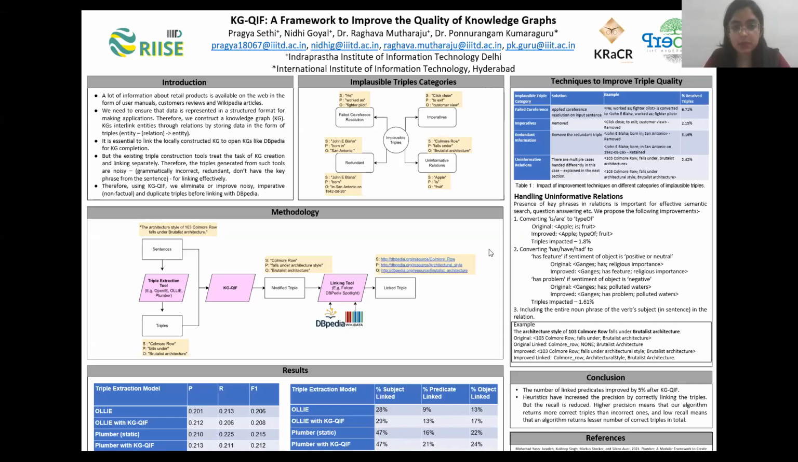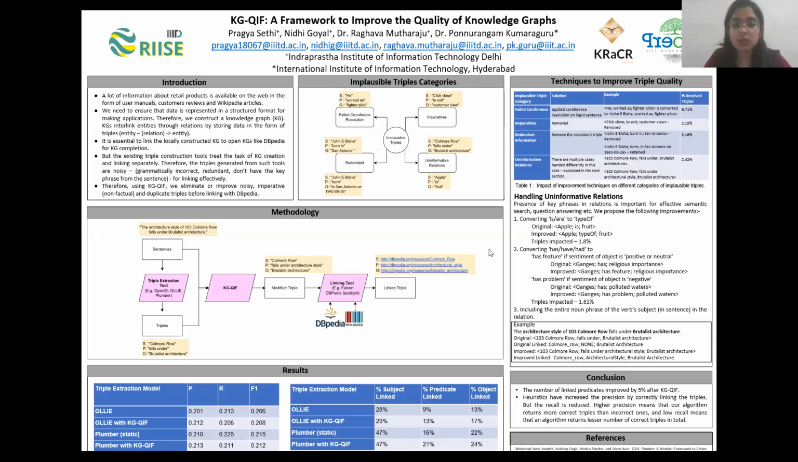Hi, my name is Pragya Sethi and I'll be presenting our work called KG-QIF, a framework to improve the quality of knowledge graphs. A lot of factual information about different real-world entities and the relationships with one another is present on the internet in the form of product descriptions, Wikipedia articles, blogs, etc. These are usually in the form of natural English language.